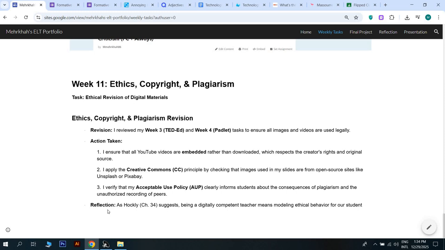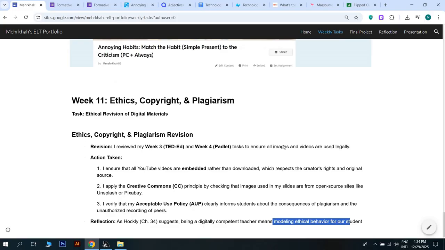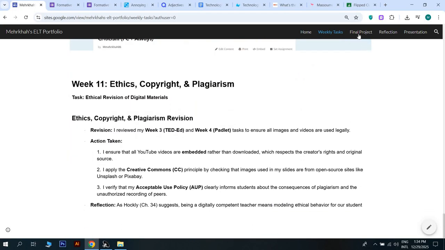And as Hockly suggests in 34, being a digitally competent teacher means modeling ethical behavior for our students. And that's the end of our weekly tasks.